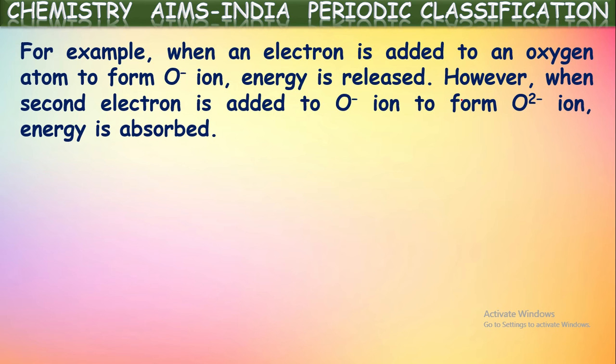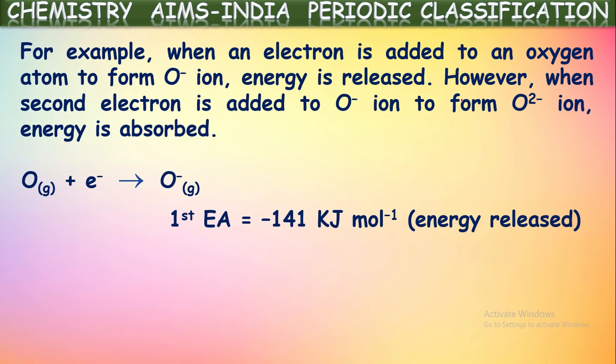So to overcome these repulsions, to hold all these electrons, 10 electrons, meaning the already existing 8 electrons and these two new electrons which are coming in, oxygen needs some more energy. That is why it will absorb energy while gaining the second electron. That's why we say the second electron gain enthalpy is an endothermic process. While gaining the first electron, it releases a certain amount of energy. But while gaining the second electron, it absorbs a certain amount of energy.